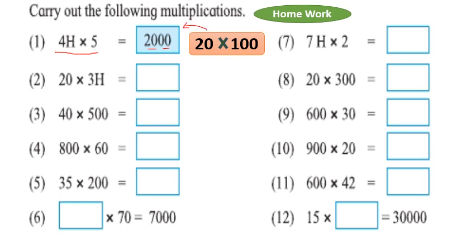For the second one, here 20 into 3H. 20 into 3 means 6, 60, correct? 60H means 60 and 2 more zeros, that is 6000, isn't it? Like that you have to carry out all the remaining sums up to 12. Okay.